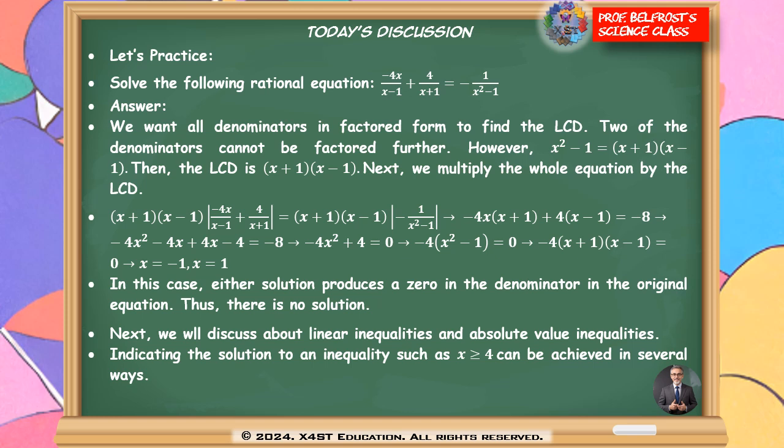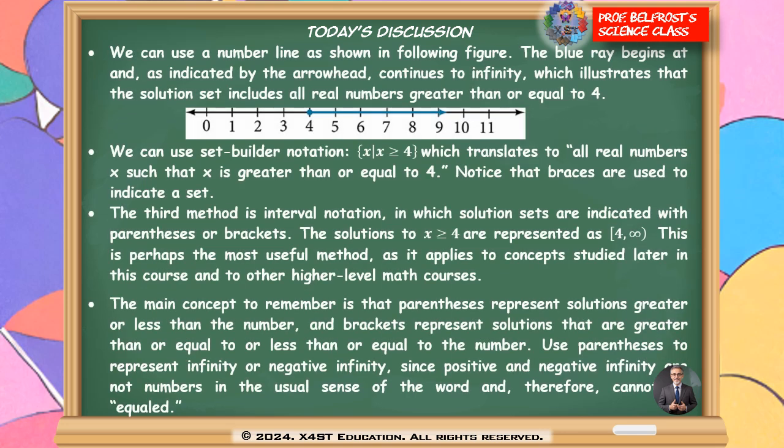So we have x squared minus 1 as the LCD, and then we multiply the whole equation by this LCD. But then we find that x is minus 1 and x is 1. But actually, the excluded values are also minus 1 and 1. So this will leave us with no solution at all. Here is also a number line we discussed in the first chapter, but here we'll use it for showing a solution set.